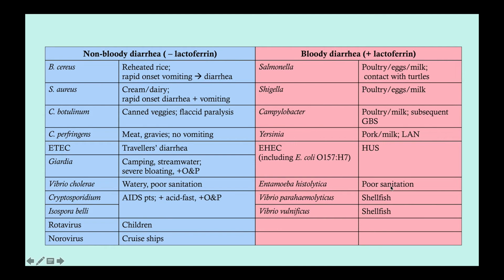Entamoeba histolytica we do not see in the U.S. hardly at all because it's due to poor sanitation. So bloody diarrhea acquired outside the U.S., you want to think of this; there are various labs you can do to detect Entamoeba histolytica. And then the Vibrio parahaemolyticus and Vibrio vulnificus are associated with shellfish.